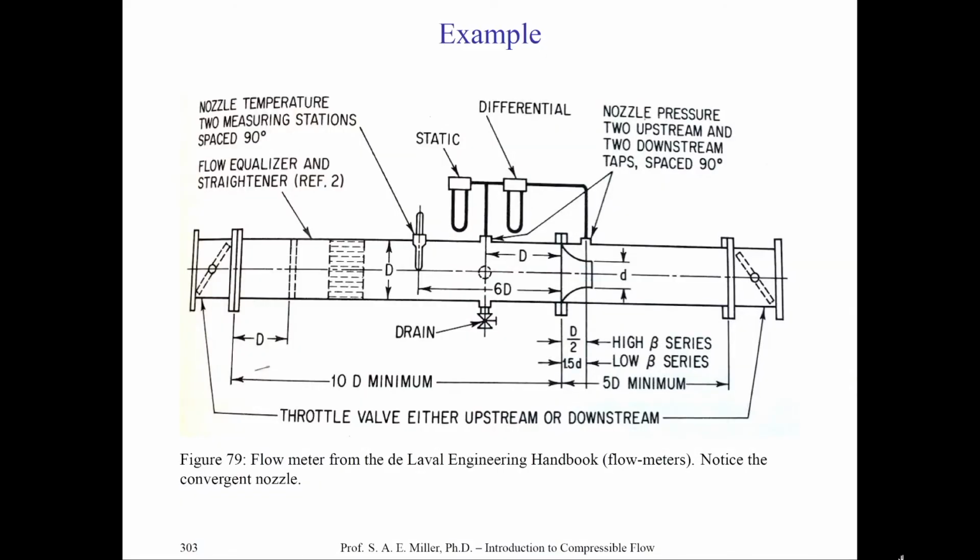Now that we've looked at two particular simple examples, I'll let you look at and figure out through the solution, trying on your own, a more applied example from the so-called De Laval Engineering Handbook of Flow Meters, which is a famous engineering handbook which illustrates some interesting devices to control compressible flows. Here we have a particular flow meter from the De Laval Engineering Handbook. You'll notice that there's a particular converging nozzle at this location where my cursor is moving.